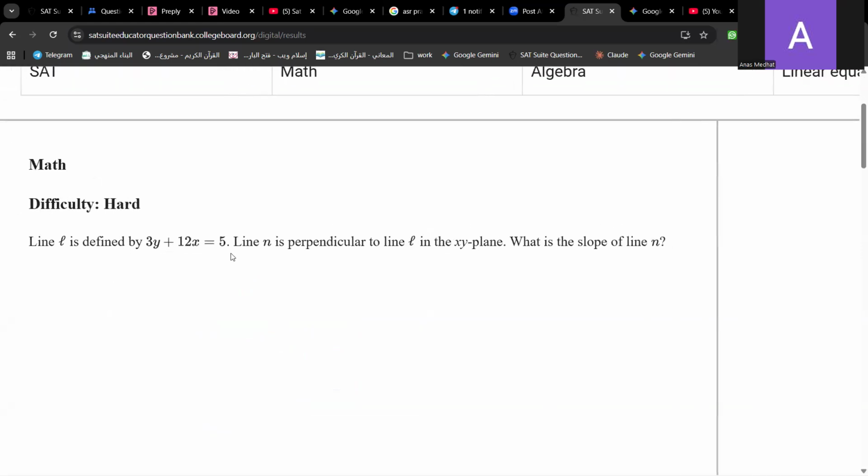Line L is defined by this. Line N is perpendicular to line L. This is the same question as the question we solved earlier. All you have to do is rearrange the equation and then find the slope. Okay, let's rearrange the equation. Divide by 3. So this is the slope. Let's now take the reciprocal, and the reciprocal will be 1 over 4. The answer is 1 over 4.